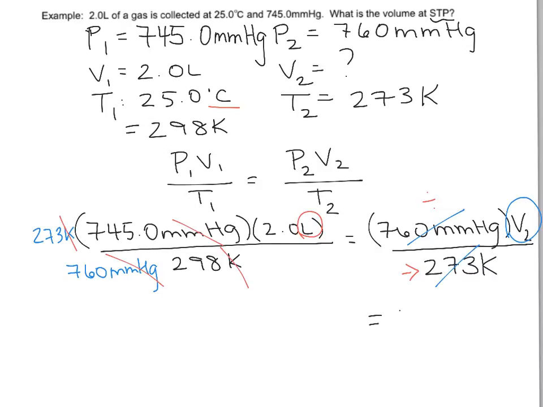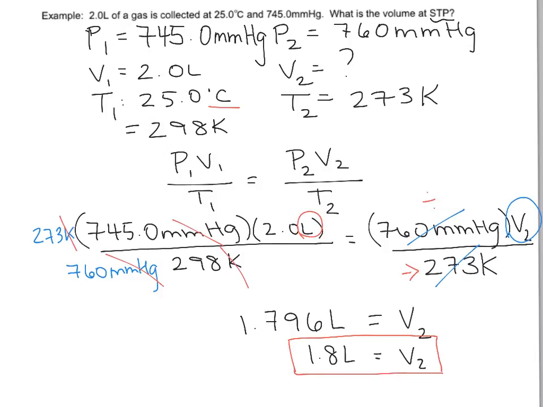When you're plugging this into your calculator, just make sure that you put brackets around your denominator if you're not solving in two steps, because your calculator doesn't know BEDMAS. So just keep that in mind as you're going through. If I do 273 times 745 times 2 divided by 760 times 298, I should get the value 1.796 liters. Looking at my sig figs, going back to the initial question, I can only report two significant figures, so 1.8 liters is my final volume.